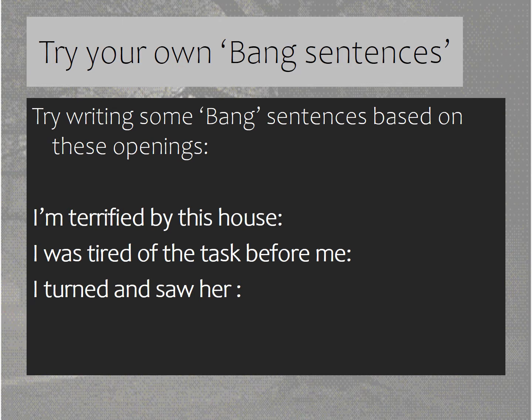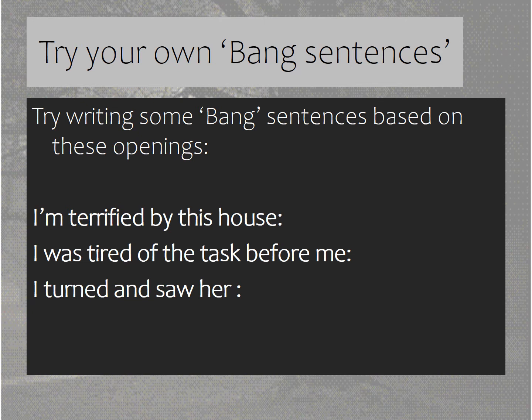What I want you guys to do is have a go at writing some bang sentences of your own, okay? There are 3 openings on the screen in front of you. "I'm terrified by this house." That's the first opening. The first thing you need to do with that one is think about the word that you're going to repeat. The obvious example is probably "terrified." Then you're going to list 3 different things that you're terrified of.